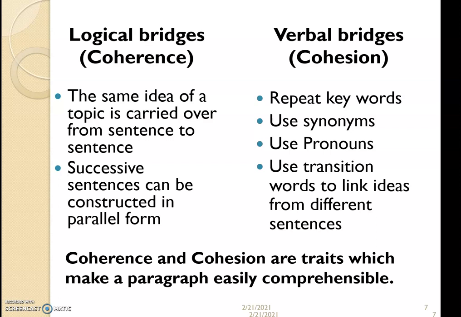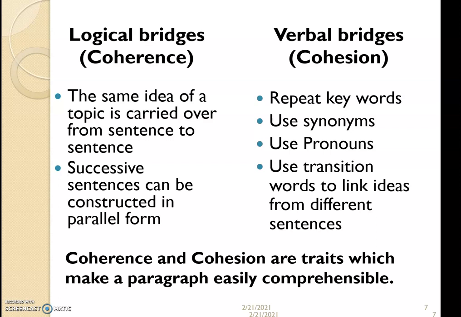So logical bridges can be understood when we say that whatever idea we write in a paragraph relates to the central idea. That is what is written over here. The same idea of a topic is carried over from sentence to sentence. So whatever you're writing in a paragraph should relate to the central idea, which has to be the same. And then the successive sentence can be constructed in a parallel form. Parallel form means that the grammatical structure we are using in a paragraph has to be similar. Now, when we talk about cohesion, that talks about the transition, or how we join words basically. So how we join the ideas through these four bullet blue points which are mentioned over the right column.